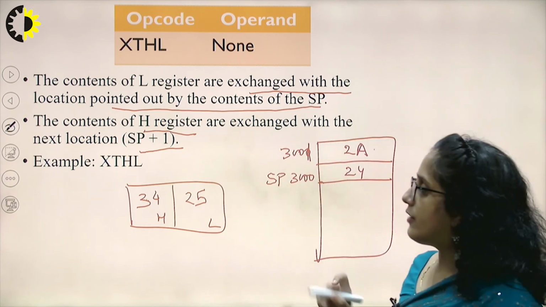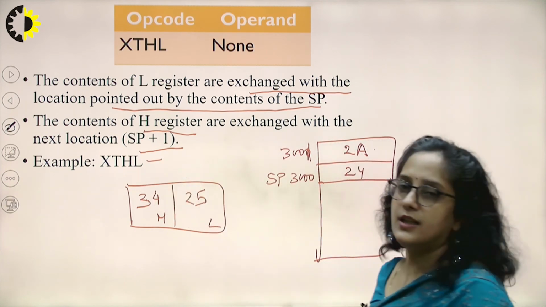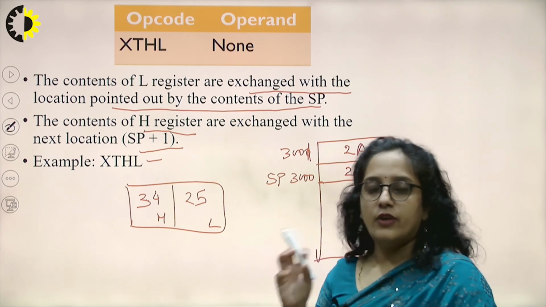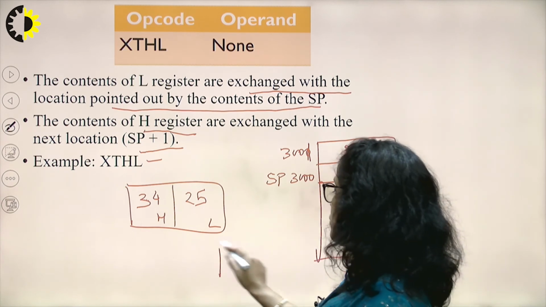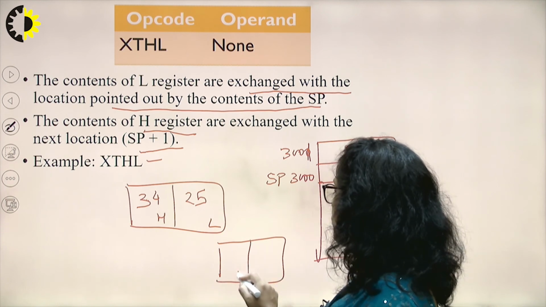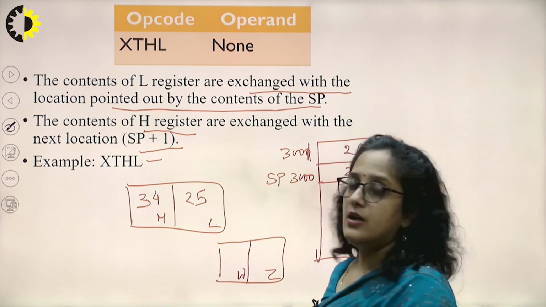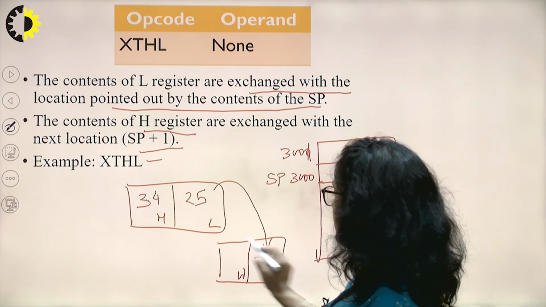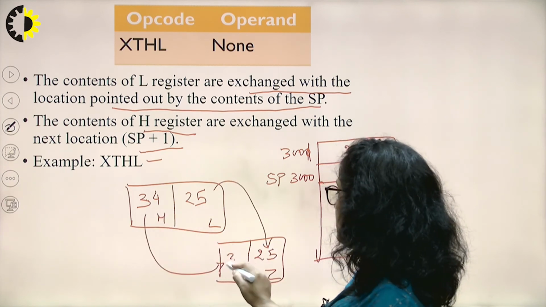Okay, now after execution of this instruction XTHL, again there will be an exchange. So we have to keep one piece of data secure. We will use WZ, meaning the microprocessor will use WZ to store the data. So it will make a copy and store 25 here, 34 here.